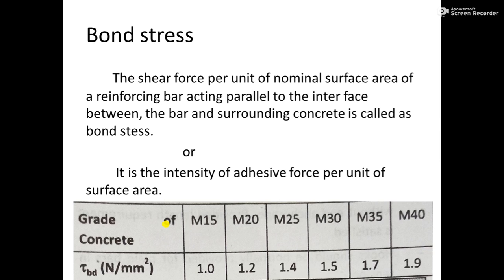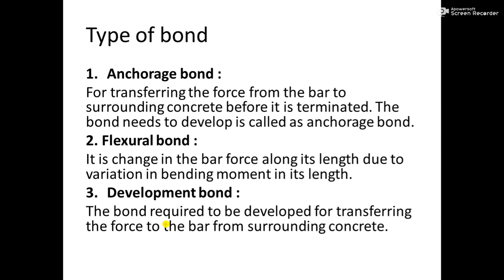So the next point is types of bond. The first bond is anchorage bond. For transferring the force from the bar to the surrounding concrete before it is terminated, the bond that needs to develop is called an anchorage bond. The second one is flexural bond. It is the change in the bar force along its length due to variation in bending moment along its length. And the third one, development bond, is the bond required to be developed for transferring the force to the bar from surrounding concrete.